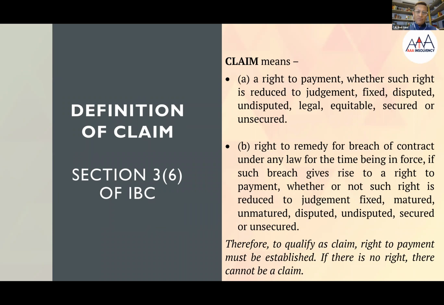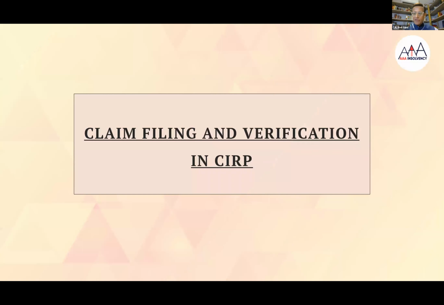Now, think of a situation where home buyers have a right to remedy, because if they don't get possession within the stipulated time, then they have a right to remedy, and that right to remedy is a right to payment, because they have a right to get their money back, whether or not such right is reduced to judgment, fixed, matured, unmatured, disputed, undisputed. So a right to payment is, first, from a transaction, and second, a right to payment out of a breach of contract. These are two very important clauses. If the right of payment is missing, it doesn't mean that it's a claim. The right of payment is very important.